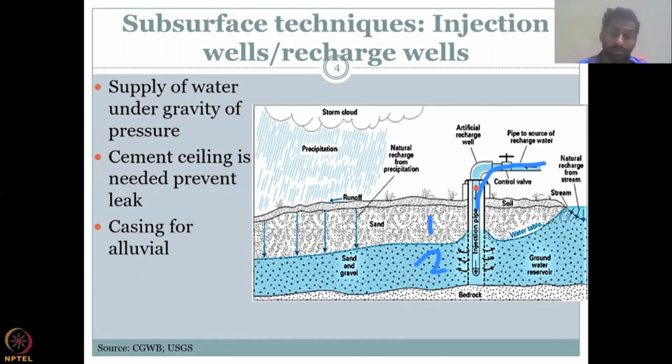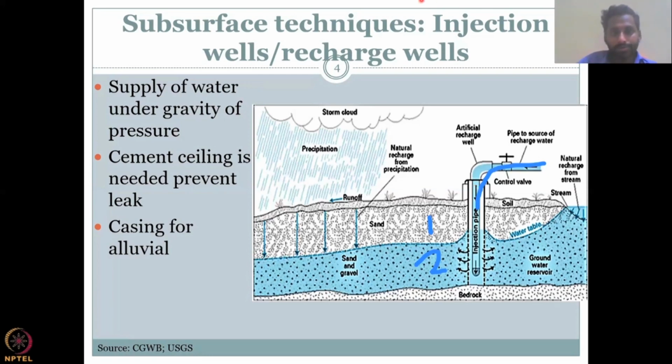Casing for alluvial is needed. So if it is alluvial soil, when you push the water and then pull the water, the alluvial aquifer can actually collapse inside the well. And for that, you always put a casing. The casing is just a tube which goes in and prevents the soil from collapsing into the well.